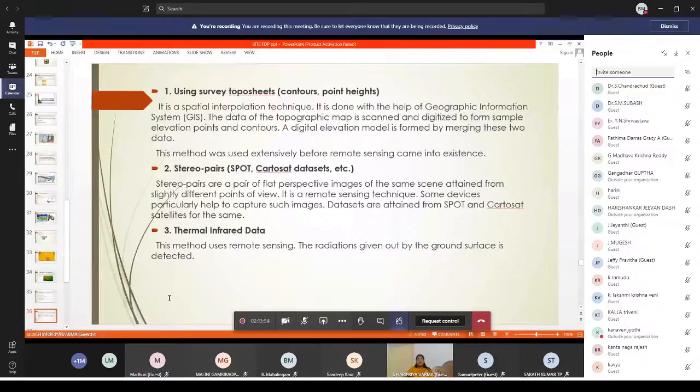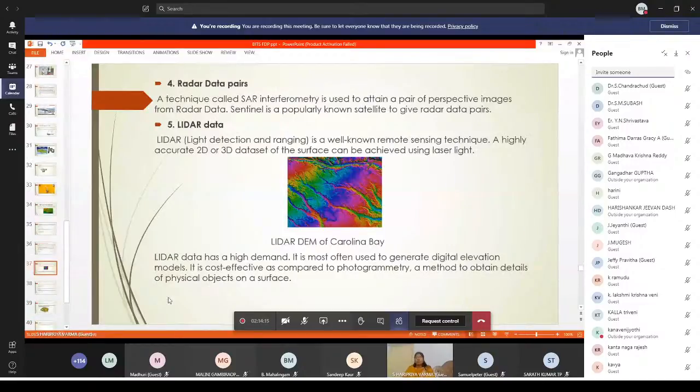Coming to the third case, that is thermal infrared data. This method uses remote sensing. The radiation given out by the ground surface is detected. Coming to radar data pairs, a technique called SAR interferometry is used to attain a pair of perspective images from radar data. And Sentinel is a popularly known satellite that gives radar data pairs.